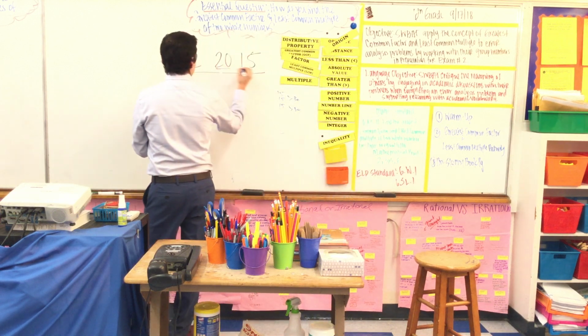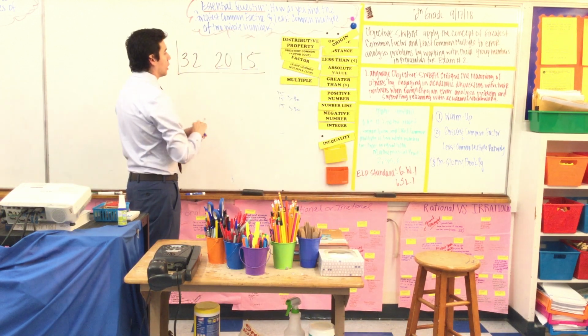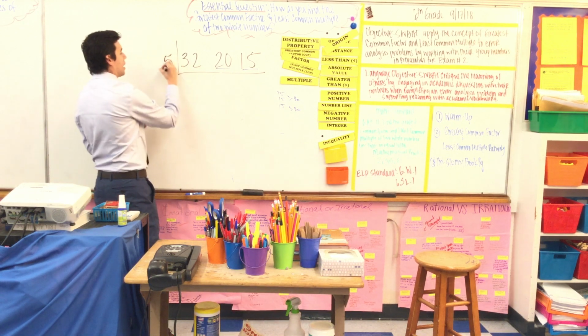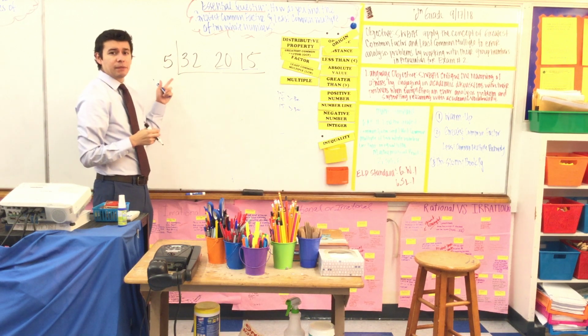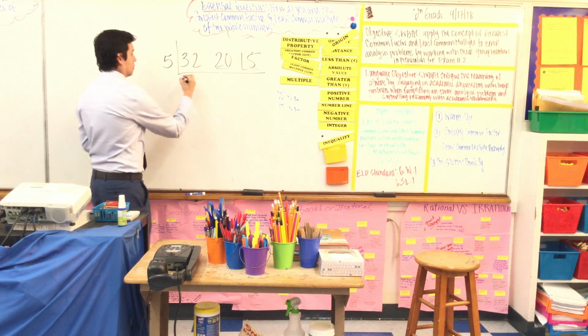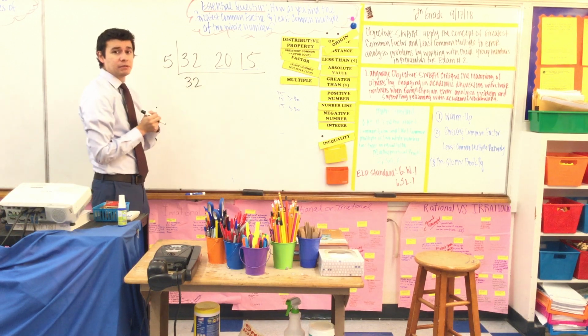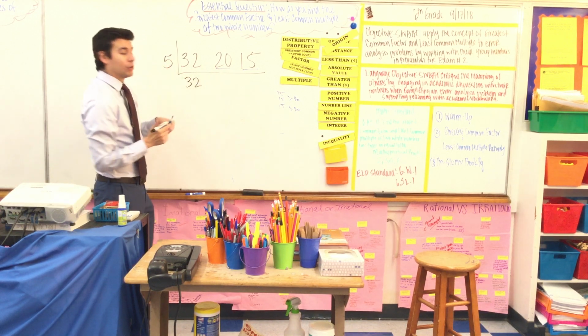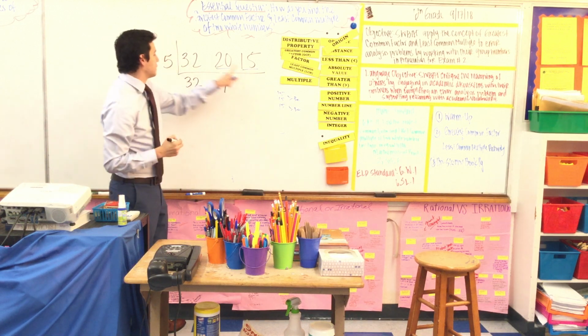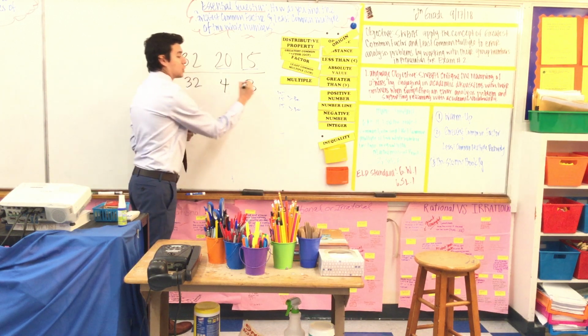So I'm going to focus on these 2 numbers. They're easier for me. What number goes into 20 and 15? Well, 5. 32 divided by 5? Who knows? I'm not going to touch it. I'm going to drop it. 20 divided by 5, though, I know it's 4. 15 divided by 5, I know that one's 3.